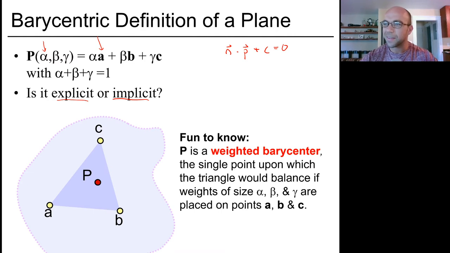Fun fact, we can call P a weighted barycenter. The term barycenter, again, as with most things, predates rendering technology. And one of many ways that you can talk about barycenters is if I put weights proportional to alpha, beta, and gamma at A, B, and C, kind of hung them off, and then balanced our triangle at point P, point P would be the location where the triangle doesn't fall. And that's what defines a barycenter. Incidentally, I don't love this terminology. I think the term barycenter by itself typically refers to just the point where alpha equals beta equals gamma equals one third. So, just a fun fact, nothing terribly important to know.